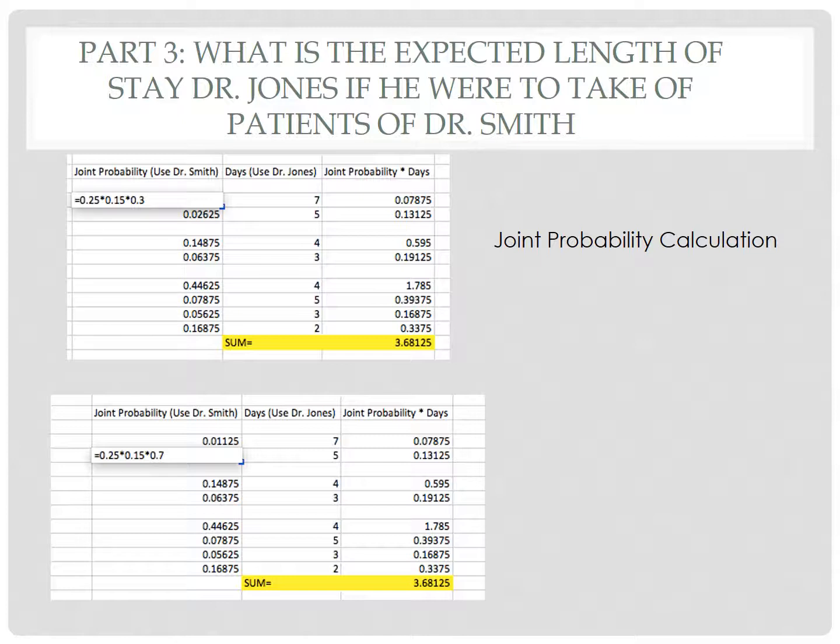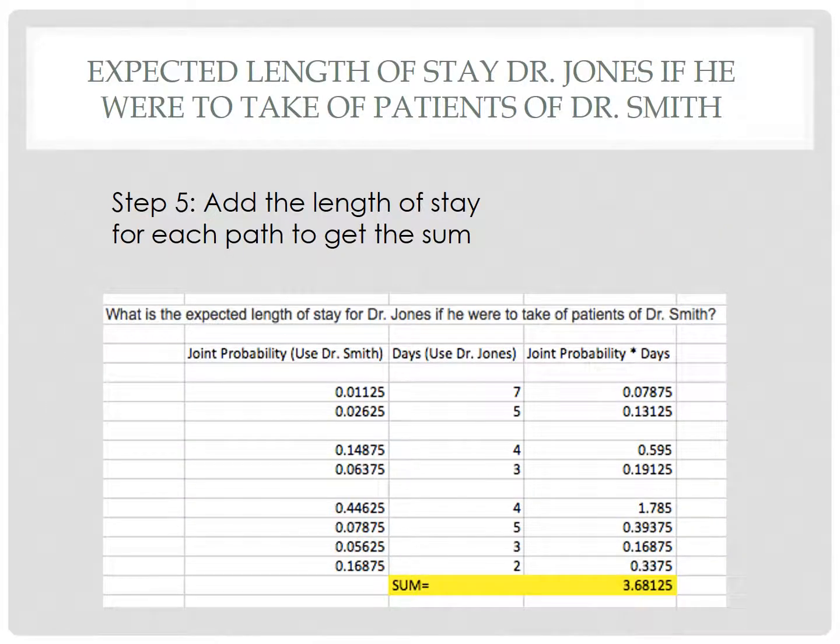The reason we must make this change is because Dr. Smith had one less event branch with probabilities because he had fewer outcomes. But we will assume the probability is the same as the other provider, which is why we pasted Dr. Jones's probability so it can match with the outcome. When following the same procedures and summing up each length of stay, we see that if Dr. Jones were to take care of Dr. Smith's patients, the expected length of stay would be 3.68125 days.